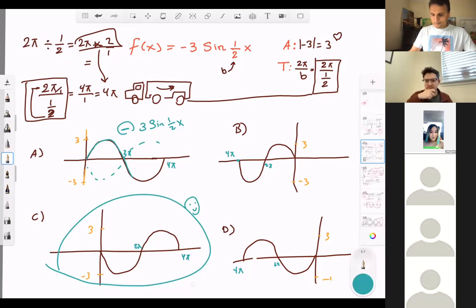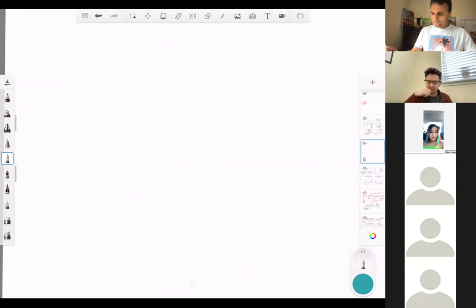All right. Let's have another one. y equal to 5 plus sine of x. What is the amplitude? What is the period of this graph?